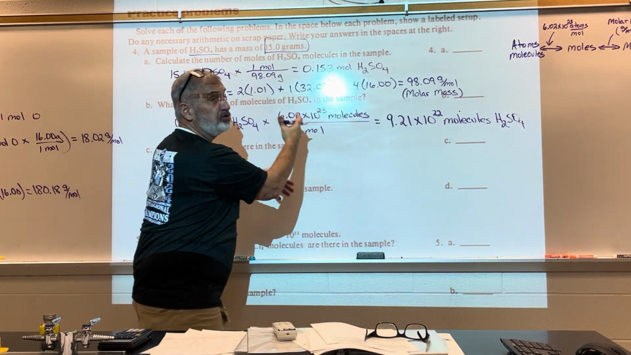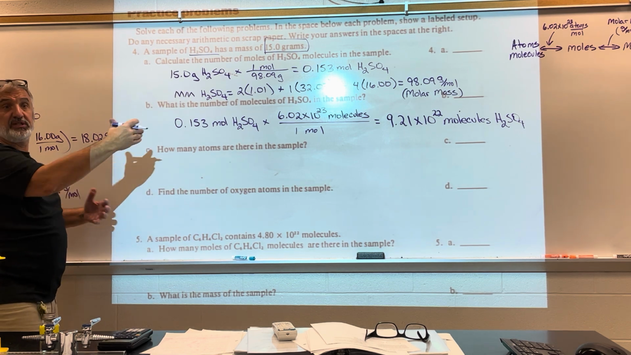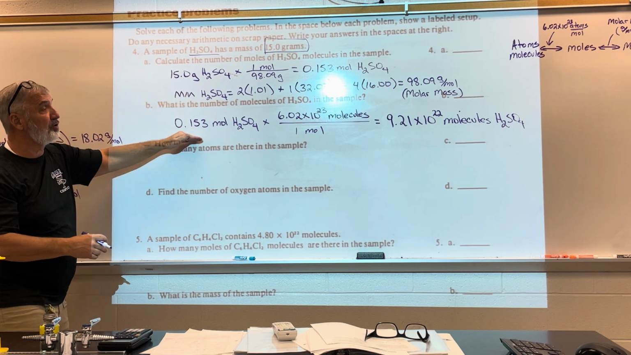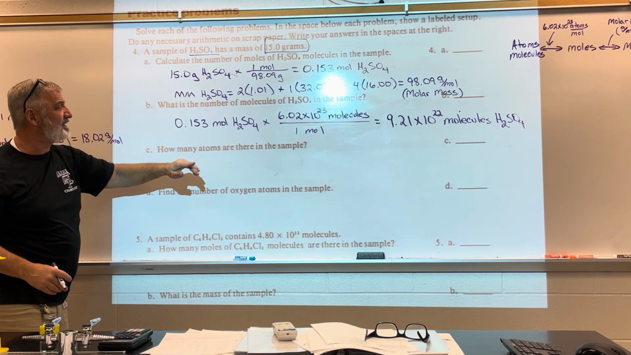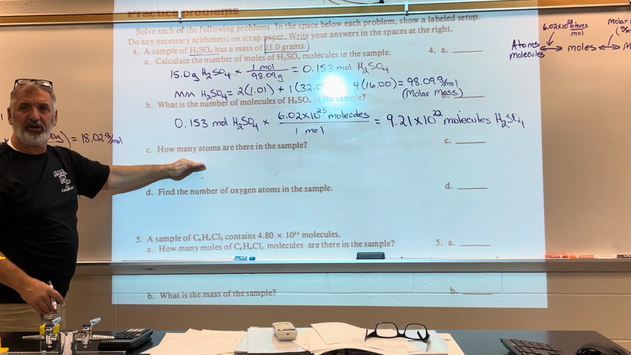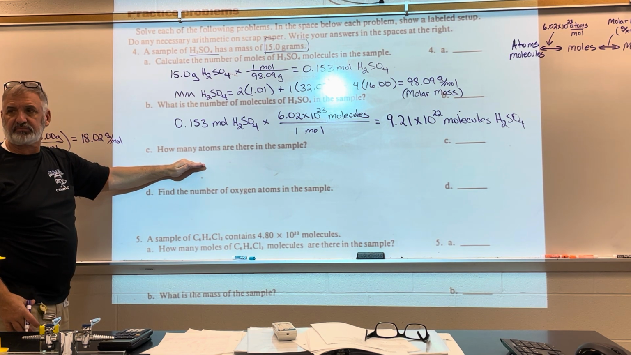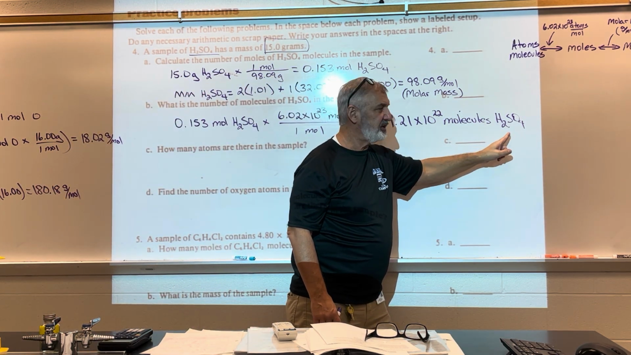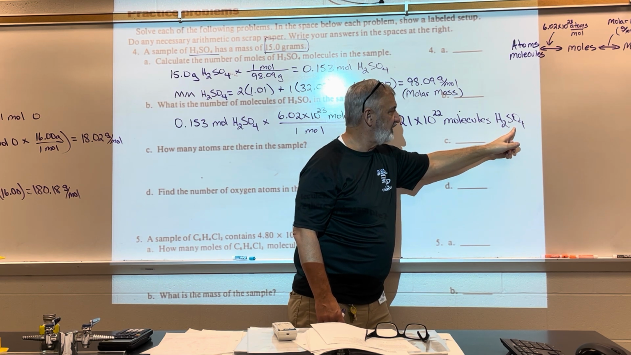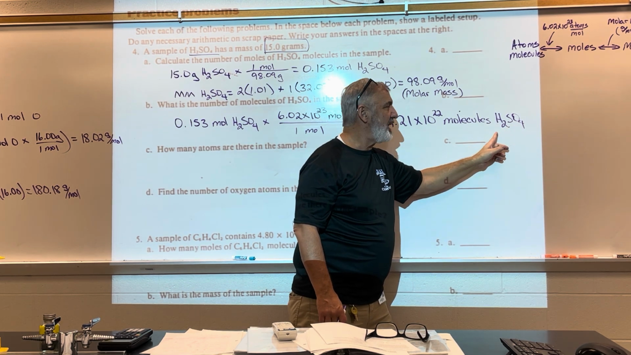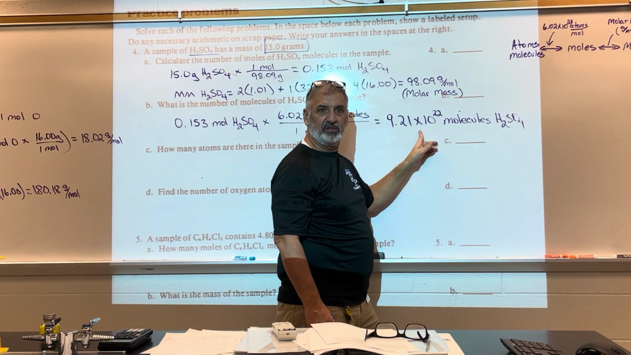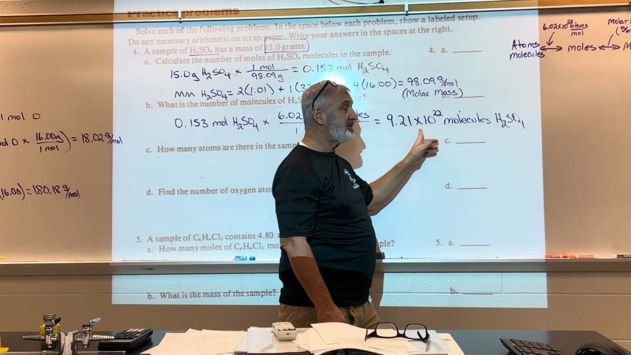Notice they just broke it up into 2 steps. On the previous problems, we did it all in one big long step. But this is the same thing, going from grams to moles, moles to molecules in 2 steps. But now look at this. How many atoms are there in the sample? How many atoms are in an individual molecule? You got 2 hydrogens, 1 sulfur, 4 oxygens. So in the molecule I have 7 atoms. So if I have this many molecules, how many atoms total am I going to have? 7 times this.